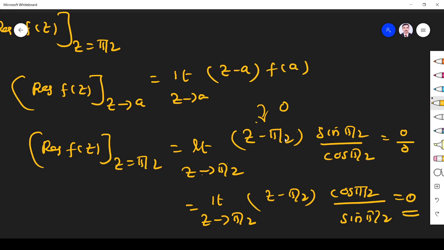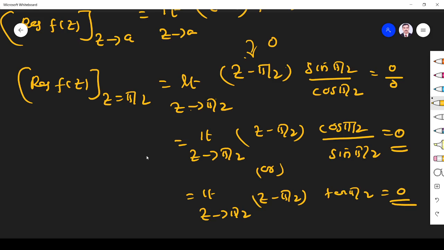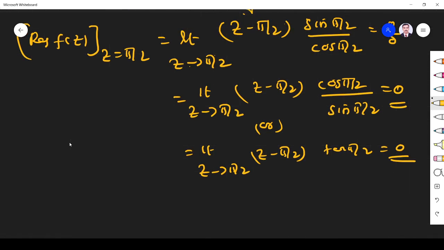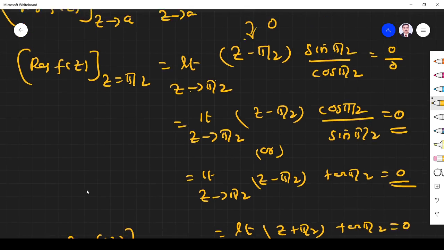Otherwise, you can do it in a different way. Simply you can put limit z tends to pi by 2, z minus pi by 2 into tan z, and z minus pi by 2 means always it will be 0. So the answer is 0. Similarly, for the first one residue is 0. Similarly, residue at z is equal to minus pi by 2. Again, limit z tends to minus pi by 2, z plus pi by 2, into tan z, again it will become 0. So both the residues are 0.